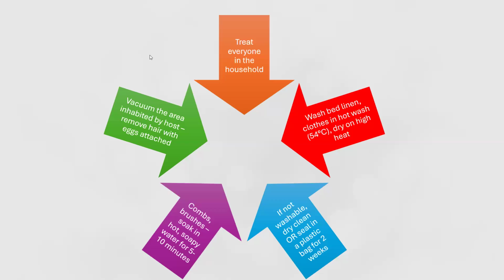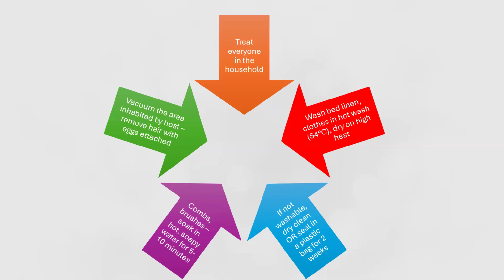Ideally, starting at the top, everyone in the household should be treated, whether they're symptomatic or not. You should wash the bed linen and the clothes that were recently used and probably touched the child's head or the person's head in a hot wash. That must be about 54 degrees Celsius, and dry them on high heat to get rid of the eggs and the adults.